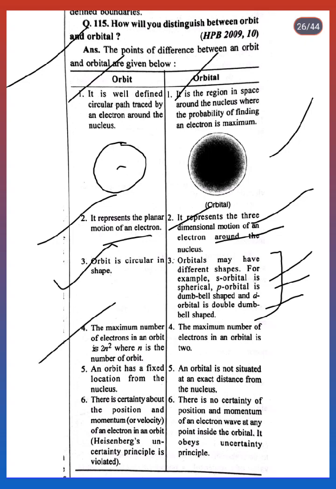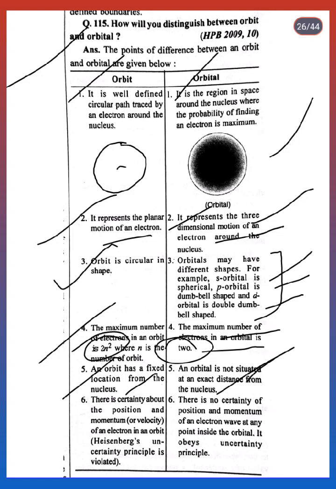Similarly, the maximum number of electrons in an orbit is 2n square, and the maximum number of electrons in an orbital is 2 only. An orbit has a fixed location from the nucleus. The location of an orbit is always fixed, and an orbital is not situated at an exact distance from the nucleus. There is no exact distance here.